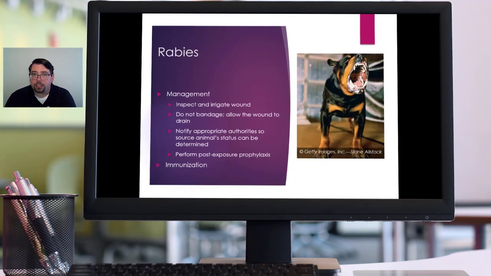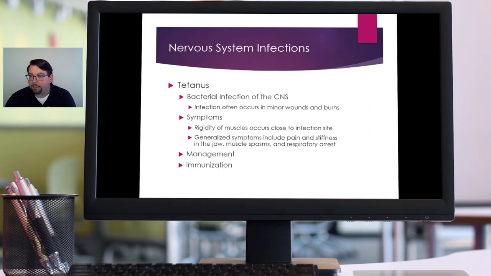Most of the things you're going to do as far as management goes is going to be inspect and irrigate the wound. If someone's been bit by a dog, or some other animal, right? The most important thing is scene safety, your safety. And then once you make patient contact, the infection is the biggest concern that we have with that type of injury.